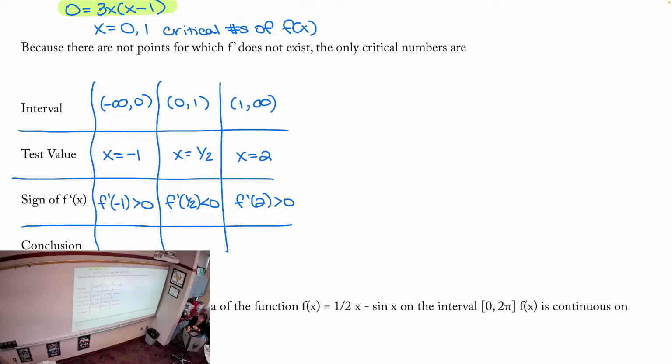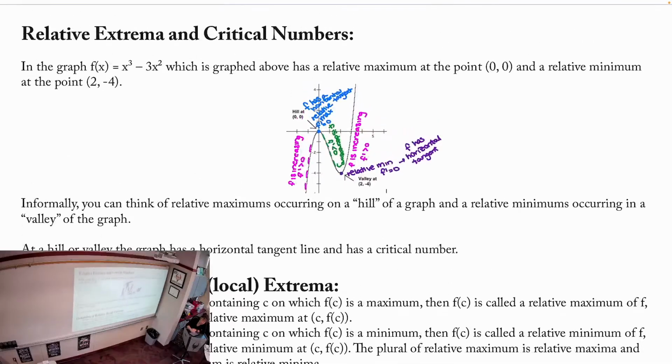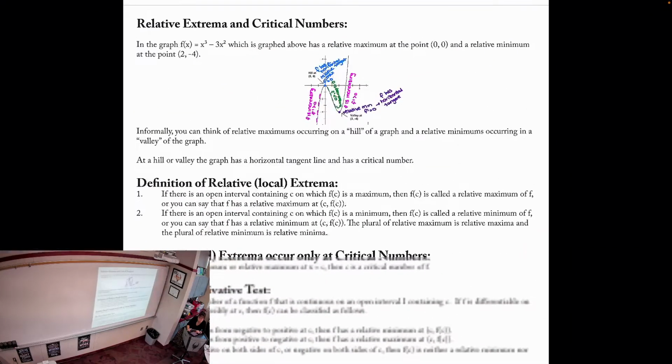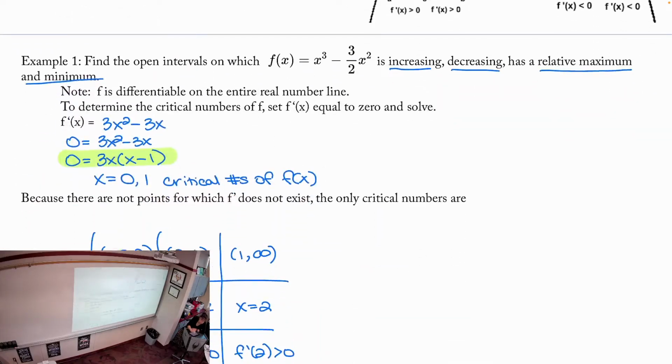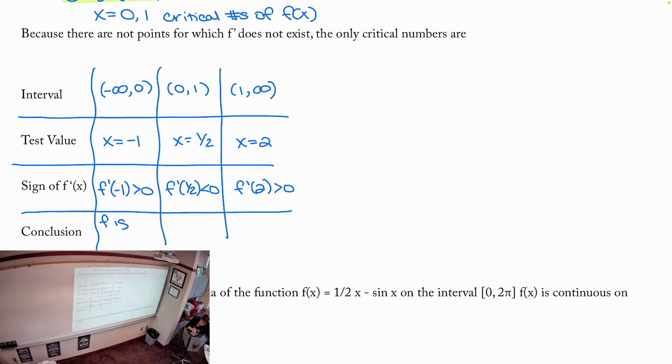So, because my derivative is bigger than 0, remember up here, way back in here, f prime being bigger than 0 means that the function is increasing. F prime being less than 0 means that the function is decreasing. So when I go back here, f prime being bigger than 0 is where f of x is increasing. And where it's less than 0 is where f is decreasing.